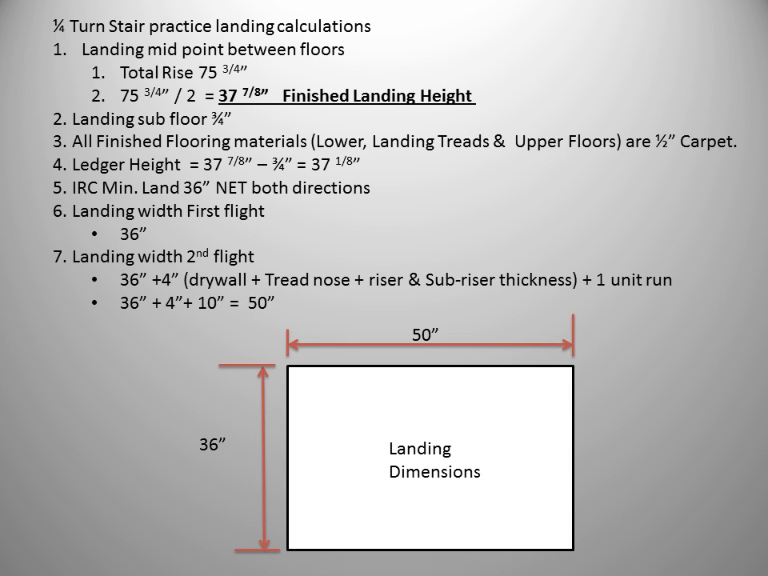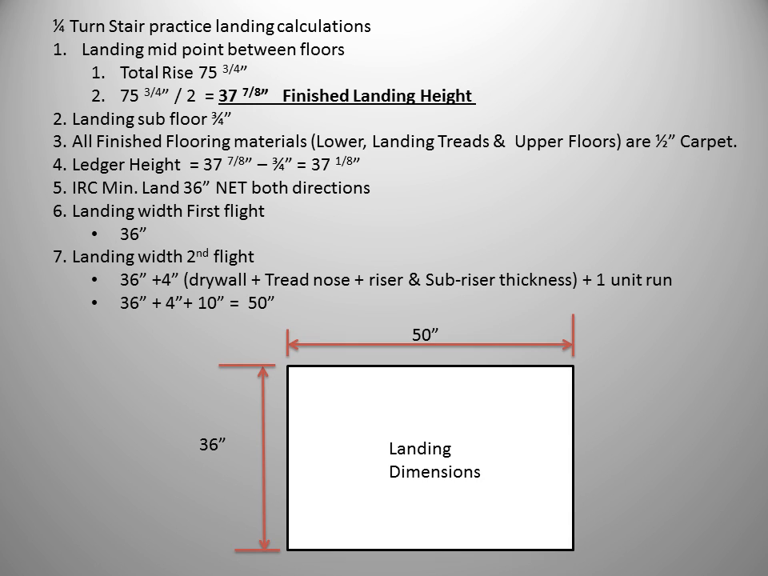We also need to allow room for the various material thicknesses that will be installed on the face of the upper stringer and the opposite wall of the landing. To keep things simple, we just add 4 inches of clearance. This will be enough room to allow for the installation of our sub-riser and finished riser, our tread nosing overhang, and for drywall on the opposite wall.